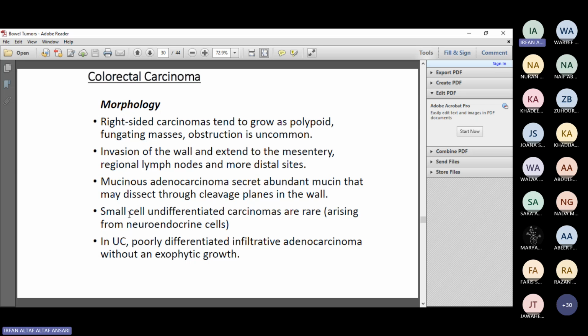Sometimes you can get small cell or undifferentiated carcinomas. They are very rare and arise from the neuroendocrine cells of the bowel. In ulcerative colitis, a poorly differentiated infiltrative adenocarcinoma with an exophytic ulcerated polypoidal growth can be seen, because in ulcerative colitis there are pseudopolyps. One of the polyps undergoes dysplasia and can turn into a large tumor mass. So in inflammatory bowel disease, ulcerative colitis is more likely to develop carcinoma. Right-sided ulcerated mass, more bleeding. Left-sided annular mass, obstruction.